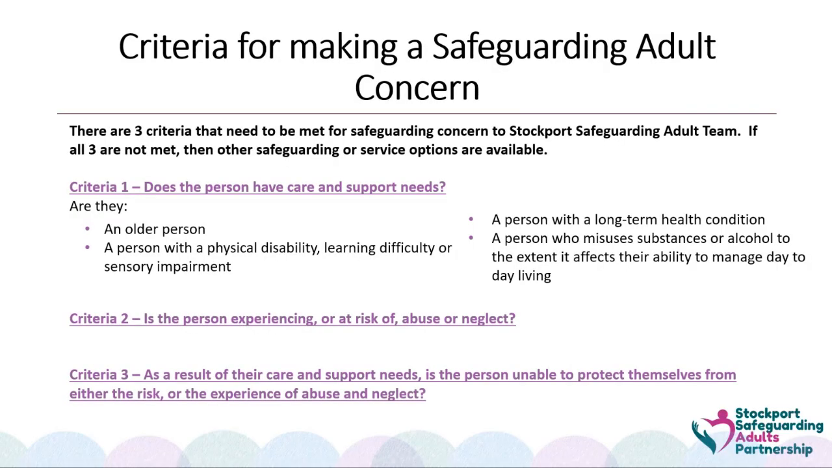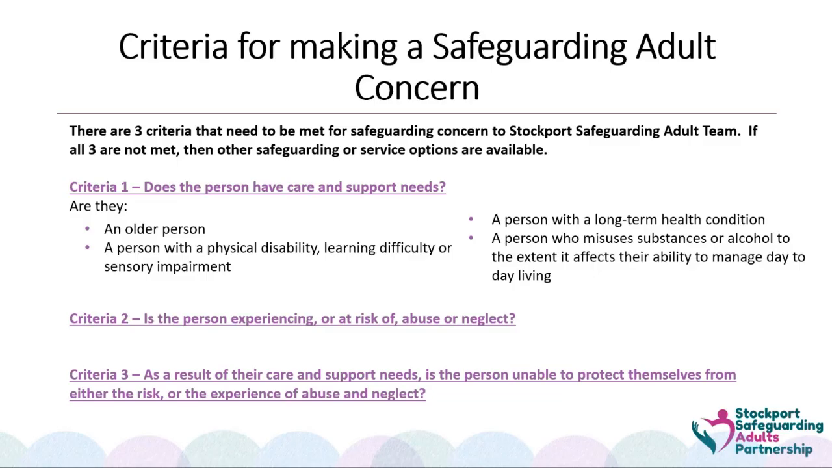Before we go further, it's helpful just to cover off what we mean when we talk about the criteria for making a safeguarding adult concern to the local authority. This criteria is set out in the Care Act, and there are three broad headings that we'll talk through. First of all, we need to understand, does that person have care and support needs? This list isn't exhaustive, but some examples that might help you in identifying that.